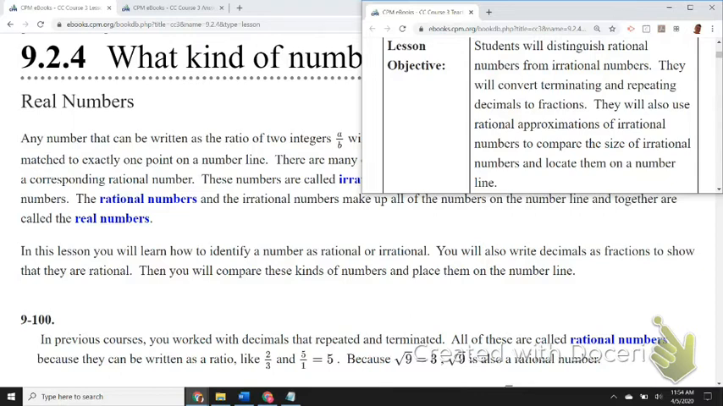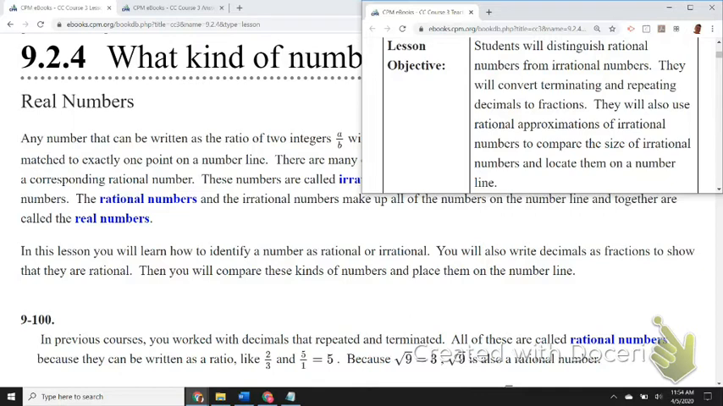They will convert terminating and repeating decimals to fractions. Terminating means the decimal will end. Repeating decimals means it's the same numbers repeating on and on forever. They will also use rational approximations of irrational numbers to compare the size of irrational numbers and locate them on a number line. Basically, that's just saying we're going to try and place rational and irrational numbers on a number line and see where they go.